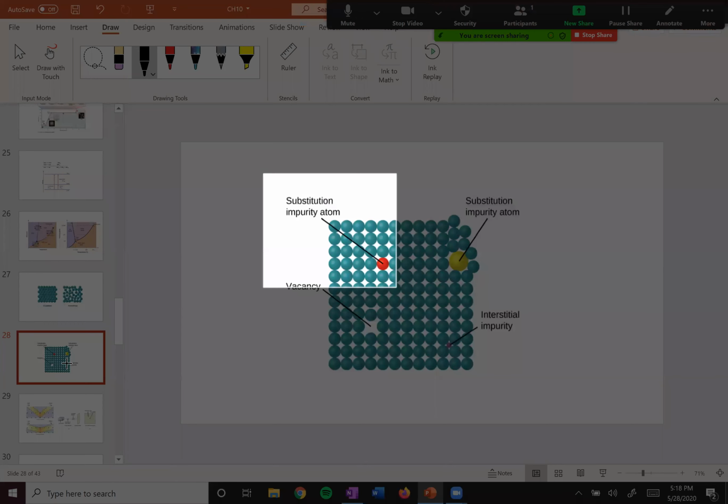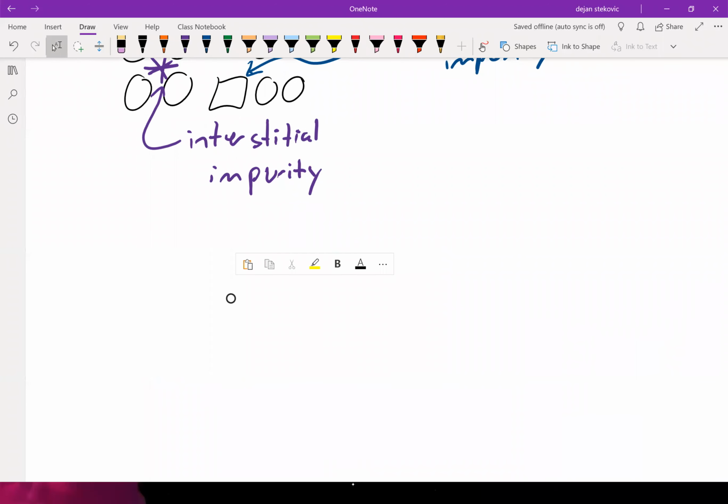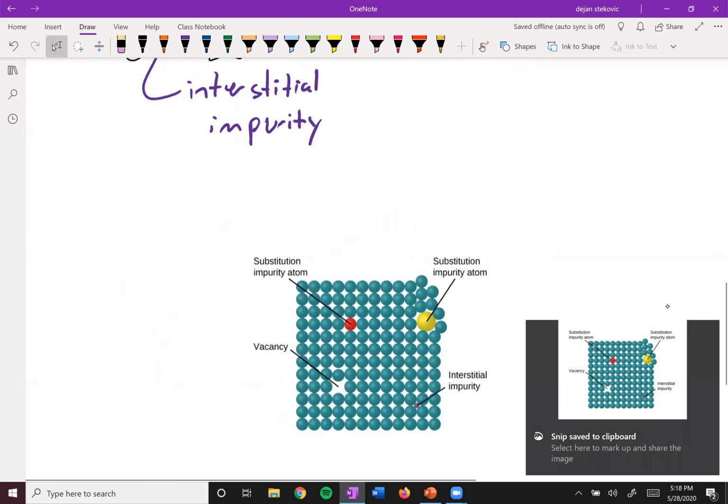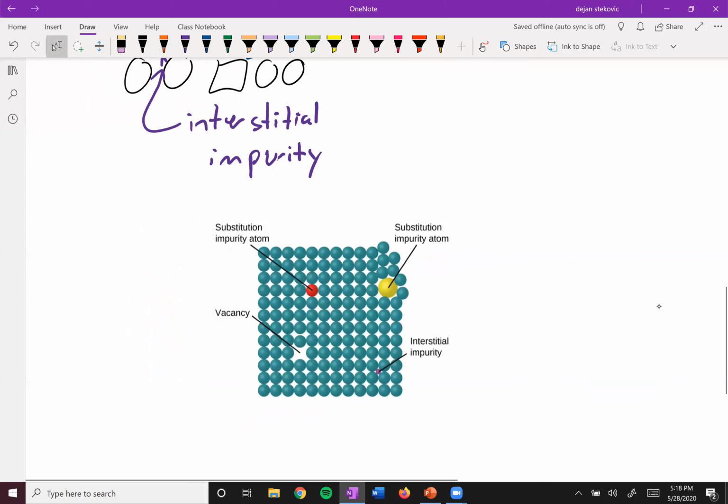So this picture shows the same thing. So know the difference between crystalline and amorphous solids and be able to identify the different types of impurities.